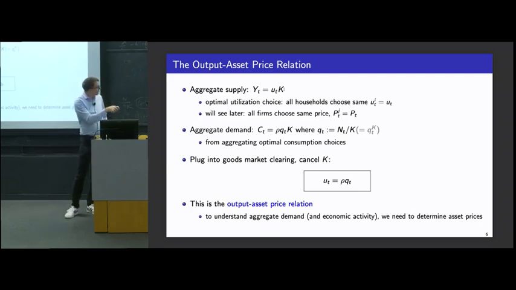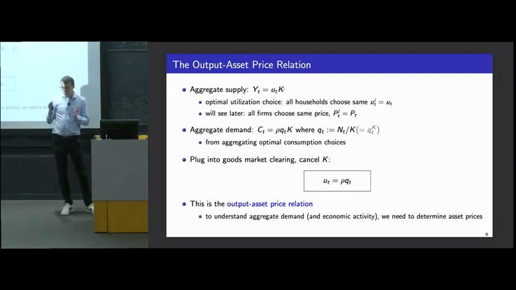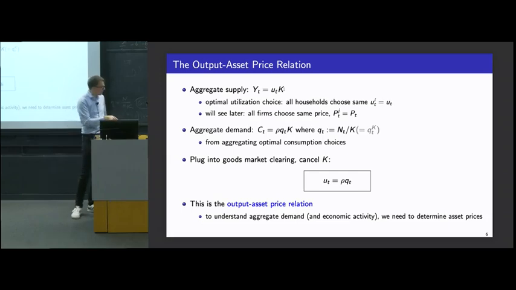You put these things together, and you see this equation here: supply is equal to demand. This is what Caballero-Simsek called the output asset price relation. Basically, it tells us that to understand aggregate demand, the right-hand side of this equation, what we need to understand is aggregate asset prices, the wealth to capital ratio. Okay, this rho times Q. So let's do that next.